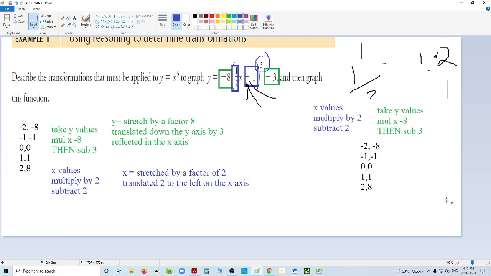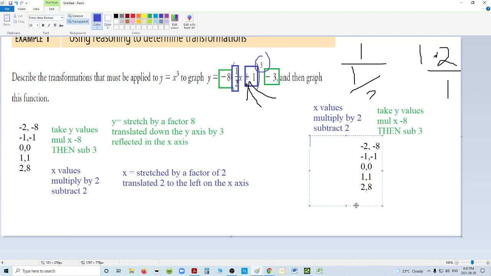That means if I take each of those x values and do that instruction, multiply by 2 and subtract 2: minus 2 multiplied by 2 is minus 4, and when I subtract 2, I get minus 6. And then minus 1 when I multiply by 2 is minus 2, and when I subtract 2, I get minus 4. There's a pattern there.